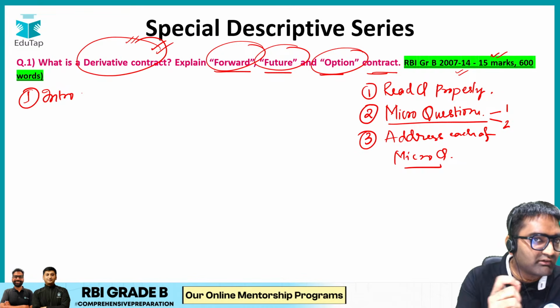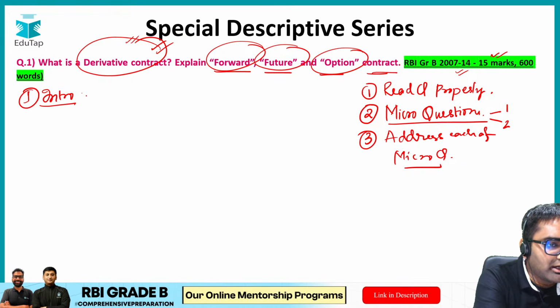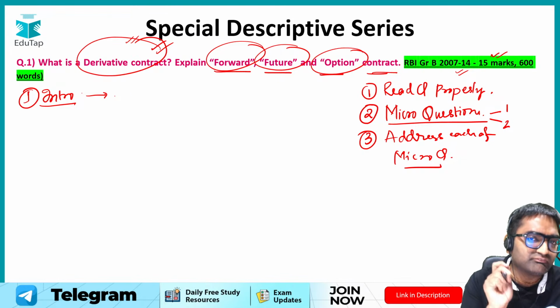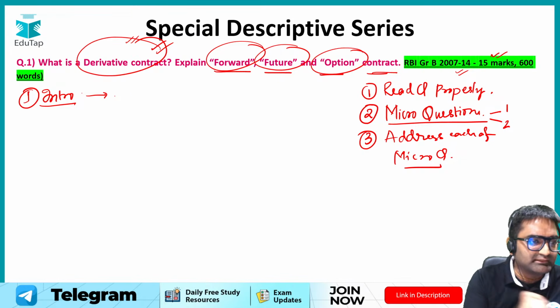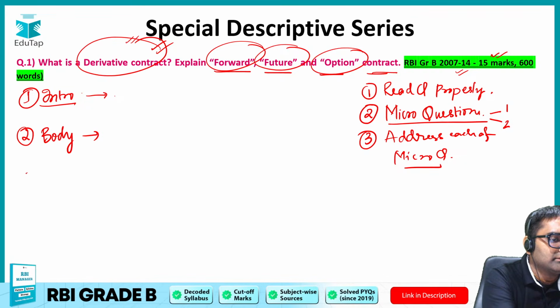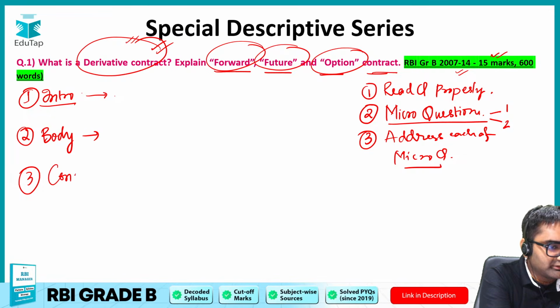Here we have an intro part which you will have to definitely give. What will be there in the introduction of this particular answer? Please tell me. Apart from that, there should be the other part which is the body, and the third one is the what? Conclusion, isn't it?